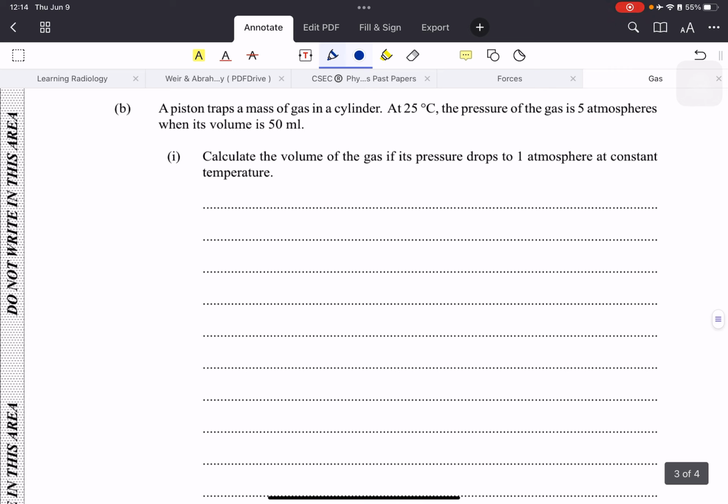A piston traps a mass of gas in a cylinder. At 25 degrees Celsius, the pressure of the gas is 5 atmospheres when its volume is 50 ml. Calculate the volume of gas if its pressure drops to 1 atmosphere at a constant temperature.